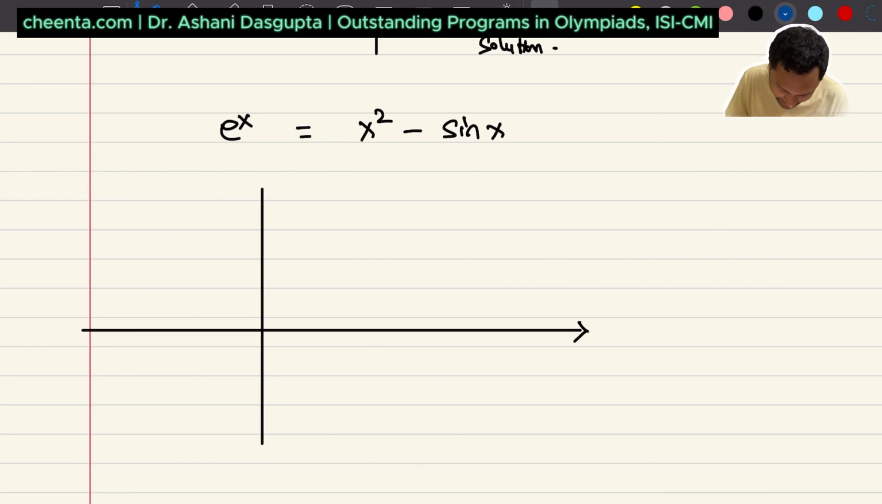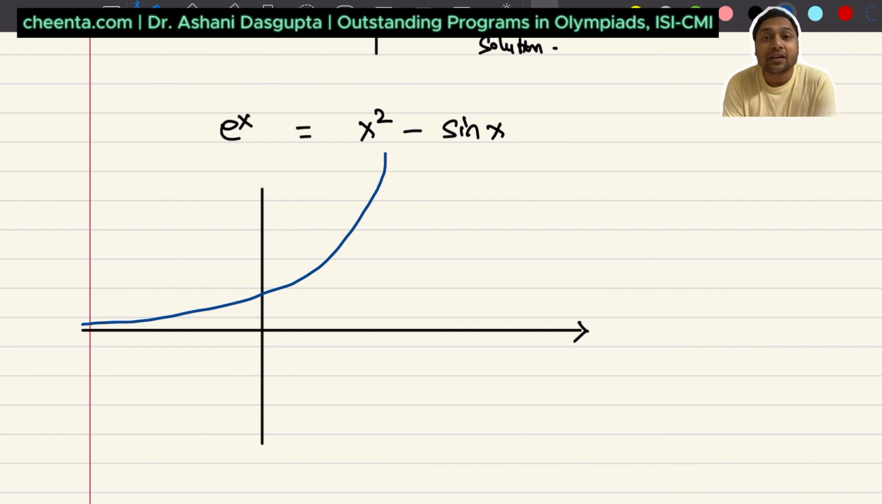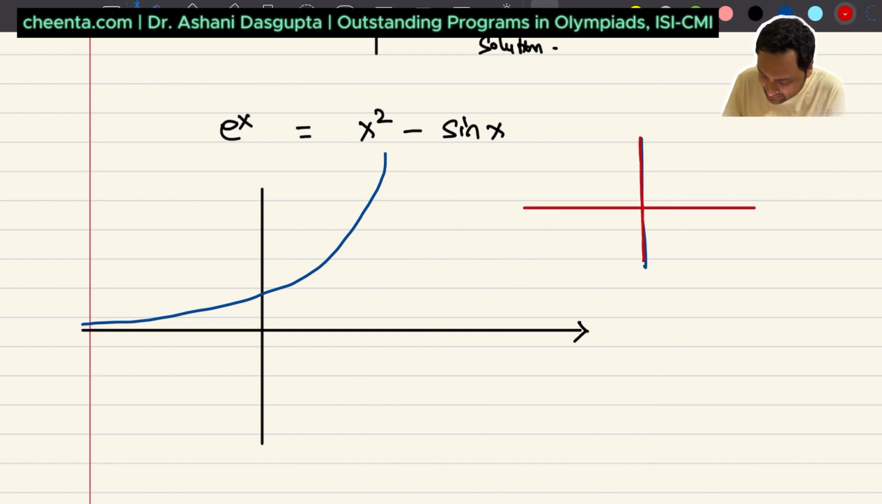We can just draw it in blue. Here we go. The graph of e to the power x. Now what about x squared minus sine x? Well, we already know the graph of x squared. X squared, I'll draw separately. It looks like this. It's a parabola opening upward.